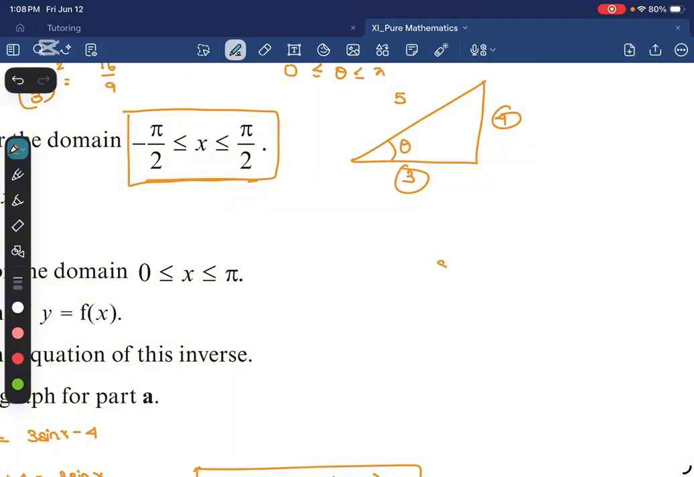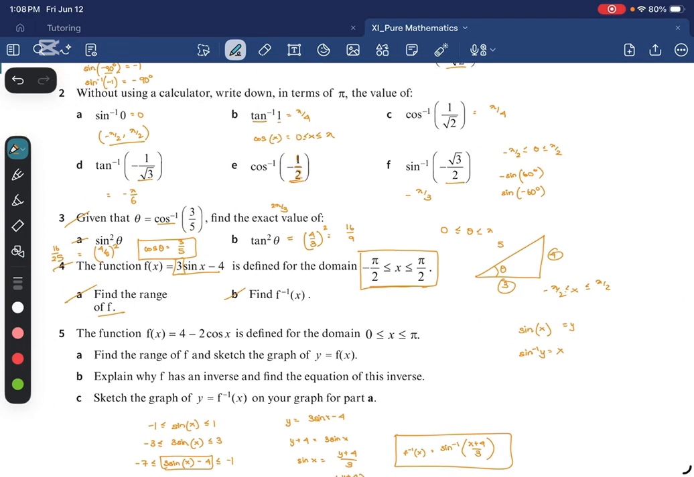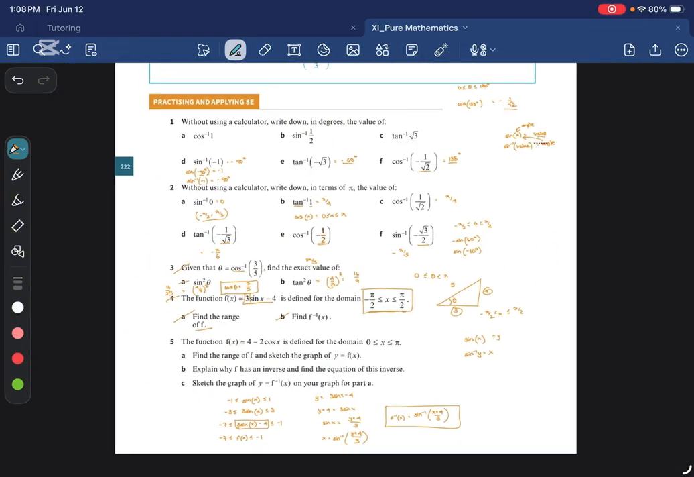So if you have sine of x, where x is between negative pi by 2 and pi by 2, equal to y, then sine inverse of y is going to be equal to x. All right. So I'm going to erase everything if that is okay.